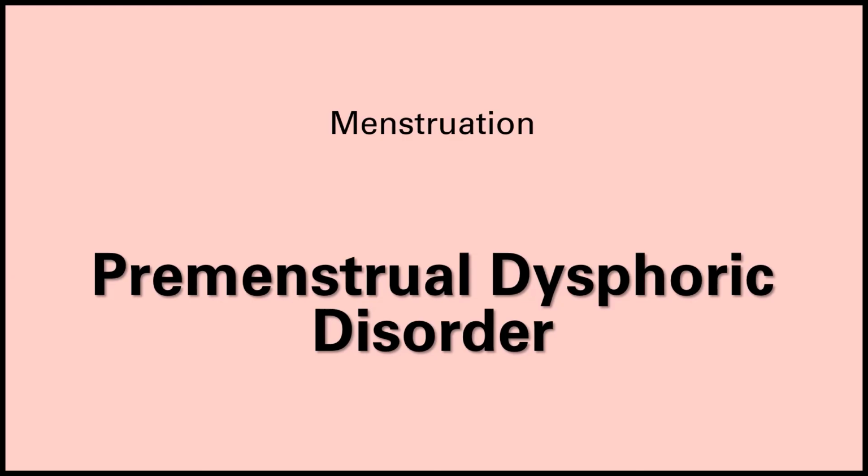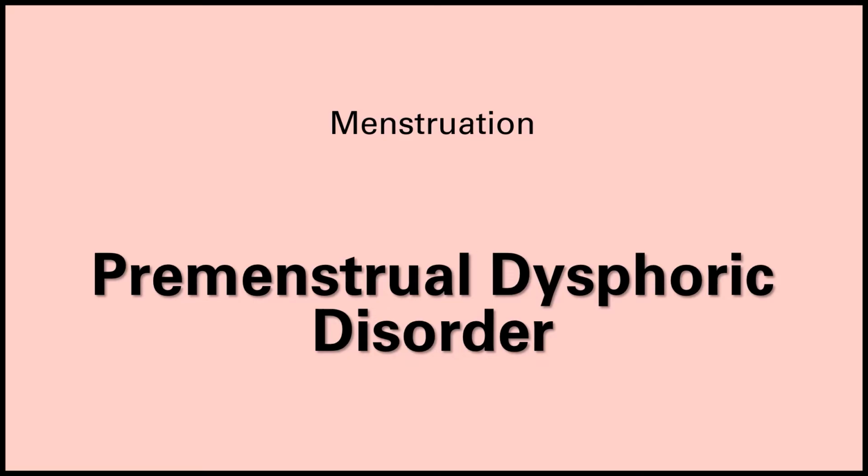PMDD, or premenstrual dysphoric disorder, is a severe form of PMS with functional impairment. Here's the diagnosis according to the DSM-5 criteria. In the majority of menstrual cycles, at least 5 symptoms must be present in the final week before the onset of menses and become minimal or absent in the week post-menses. The DSM-5 goes on to list a number of symptoms similar in nature to PMS, but much more severe.